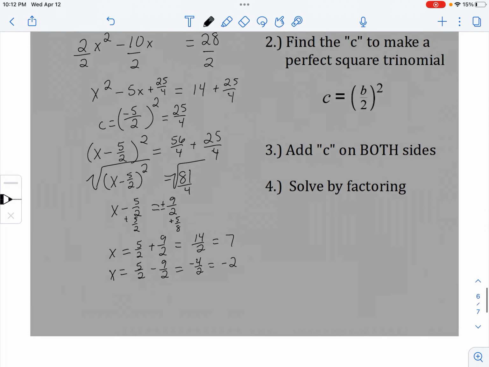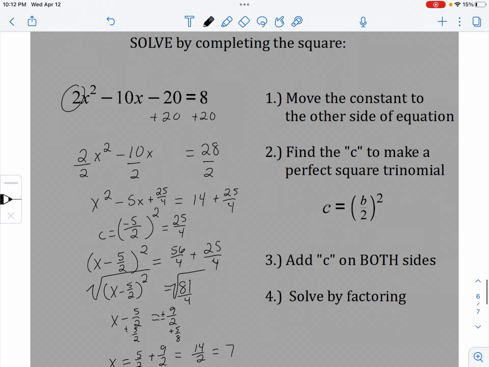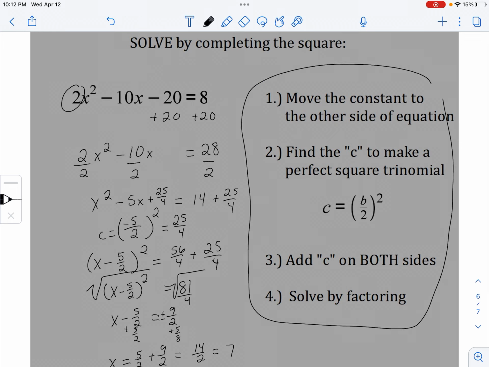All right, and that is it for completing the square. Like I said, review this, use these steps listed here on the side. Also refer to the notes with the assignment in CK12 if you need further instructions.